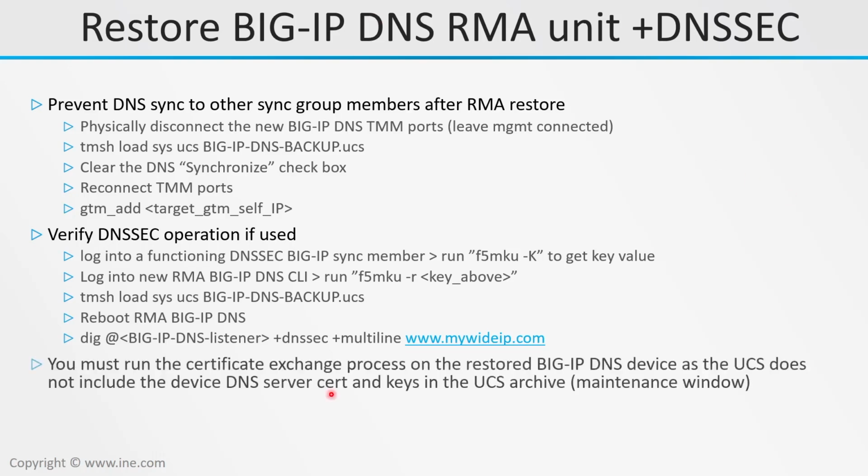Okay, so after you have either performed a gtm_add and validated DNSSEC operation, if you had DNSSEC operation included, you must run the bigip_add utility. This is used to exchange the certificates from the restored DNS device, because the UCS does not include the device DNS certificate key in the UCS archive by default. So we will need to do a bigip_add on the new RMA unit and then restart the gtmd and big3d services on the RMA unit.